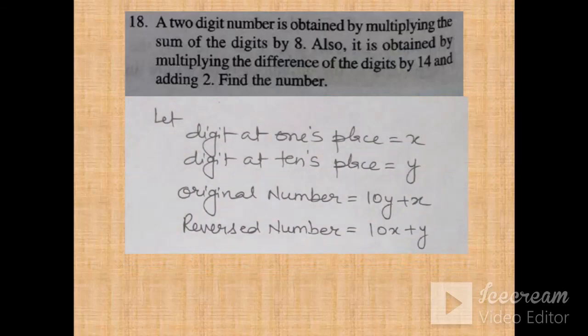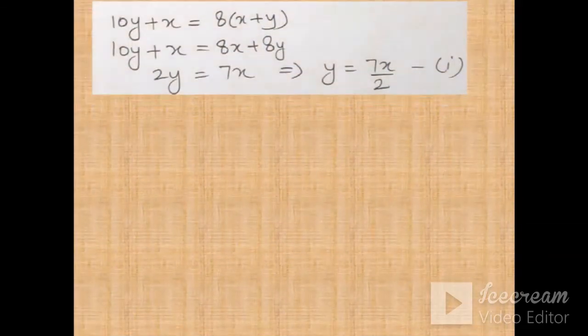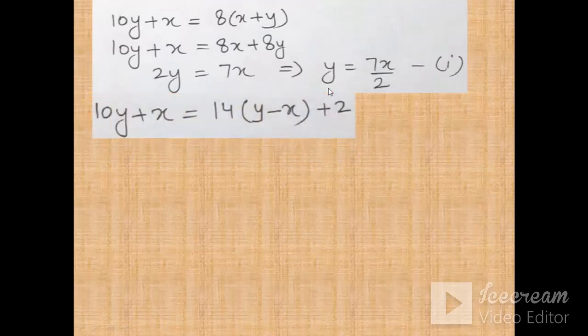Okay, let's discuss question number 18. A two-digit number is obtained by multiplying the sum of the digits by 8. That is, the two-digit number is 10y plus x and it is obtained by multiplying the sum of digits by 8. So 10y plus x equal to 8x plus 8y. From here you will get 2y equal to 7x, or y equal to 7x by 2.